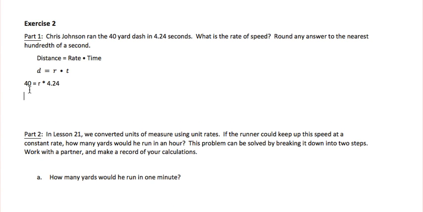You should notice, just like our last exercise, that the 40 and the 4 2400 are on opposite sides of the equal sign. So we'll need to do the opposite operation. We'll need to divide. We're going to divide 40 by 4 2400. And when we round that, we'll get 9 4300 yards per second, because it was 40 yards and 4 2400 seconds. Yards per second.